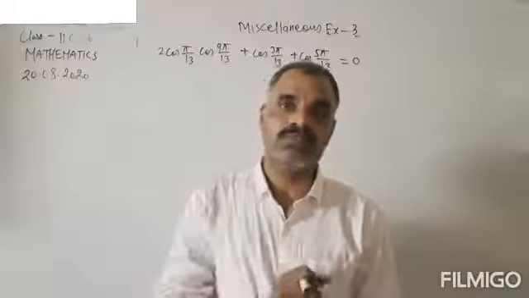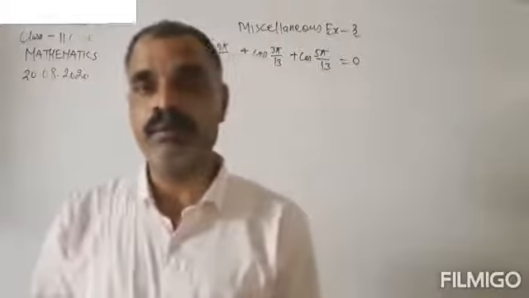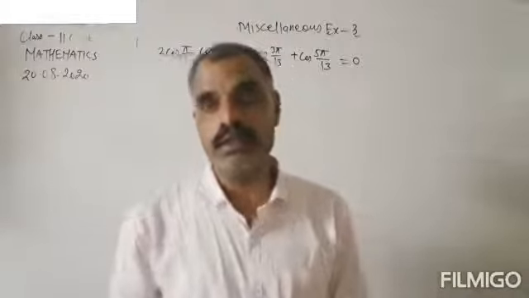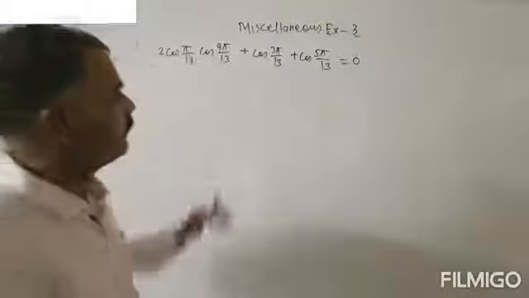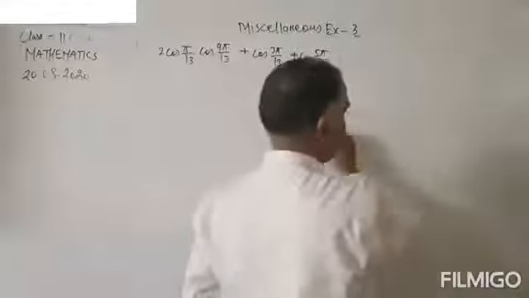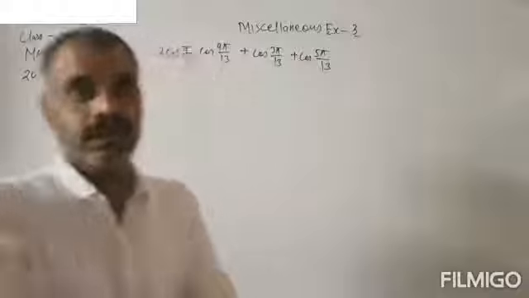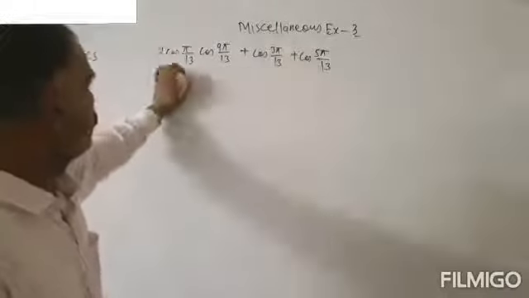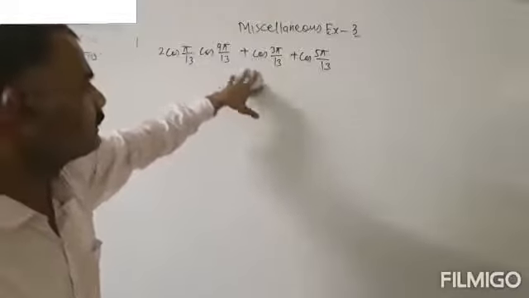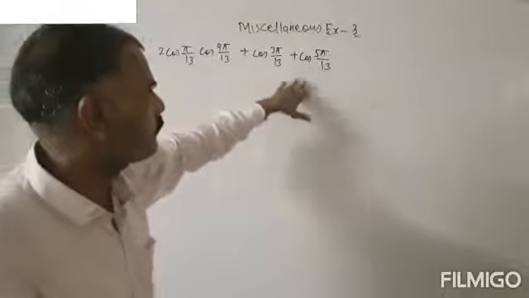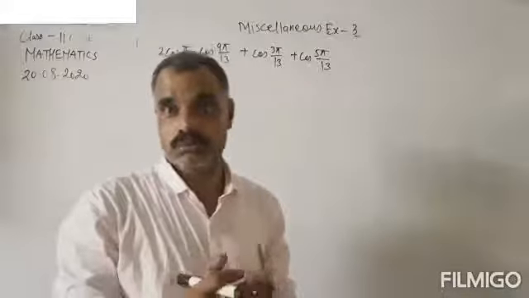So this is question number first. We have to find the value of the given trigonometric expression, or we have to prove that it equals 0. The expression is 2 cos pi by 13 cos 9 pi by 13 plus cos 3 pi by 13 plus cos 5 pi by 13. So what do we have to do?